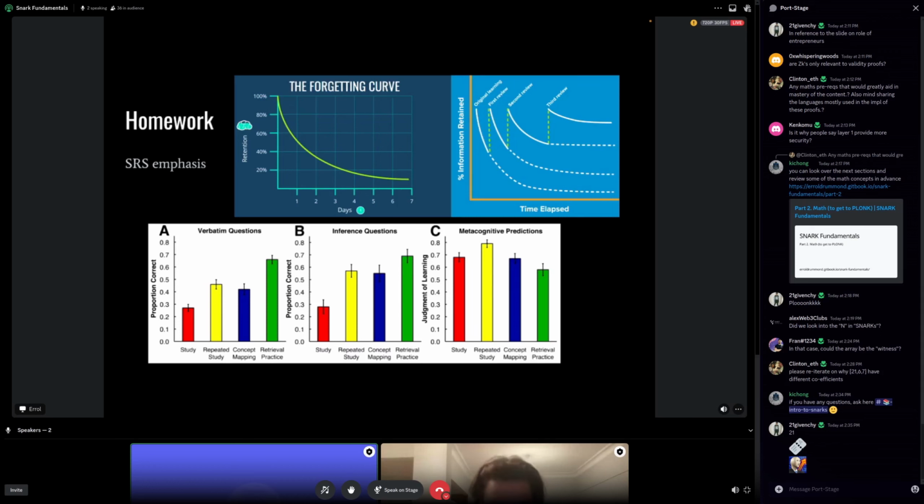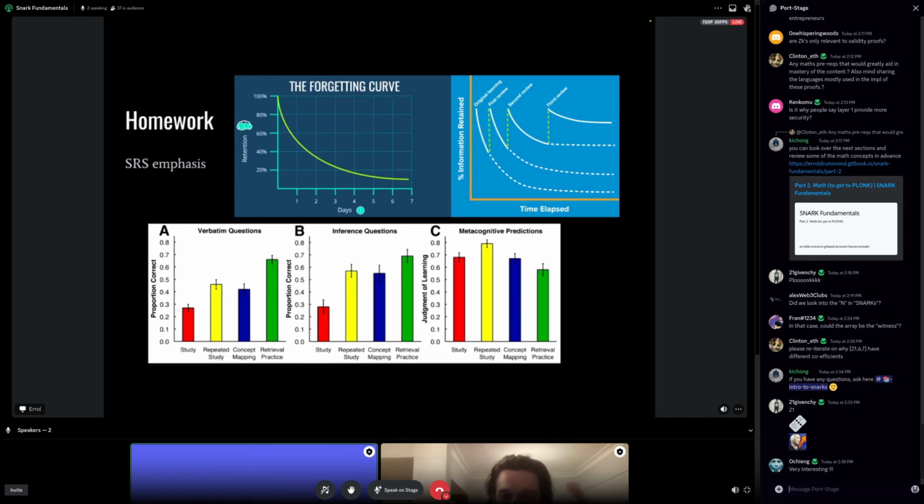And at the bottom is another study where they gave people four scenarios. They got them to study something, or to do repeated study, or to do concept mapping, which is where they first studied and then drew mind maps to help solidify their understanding. And in the last one, they got them to study and then do retrieval practice, which is essentially flashcards, which is what these four columns are.